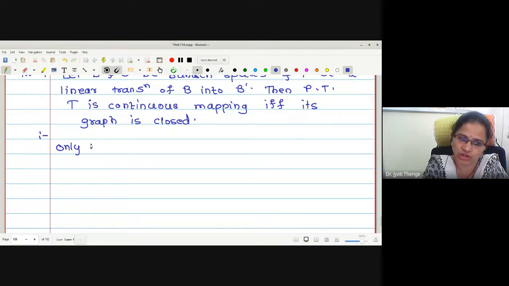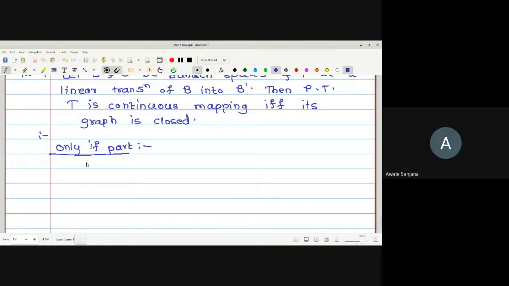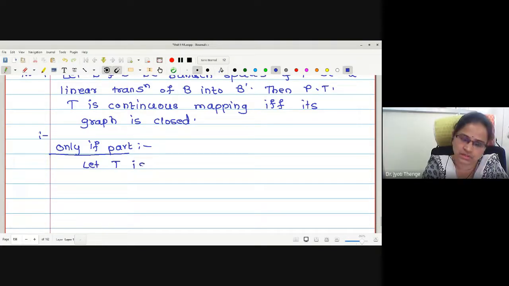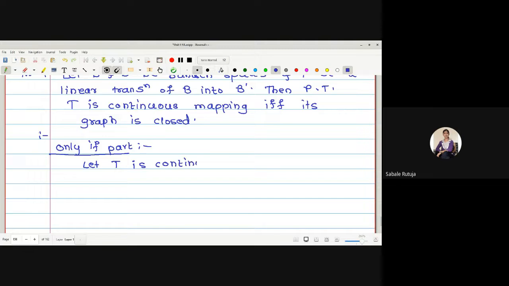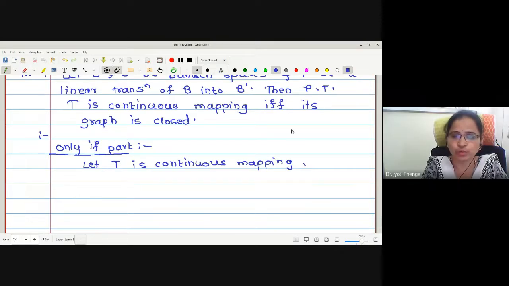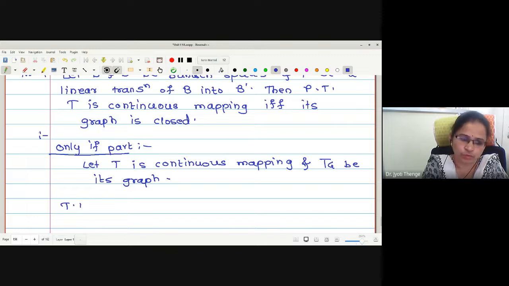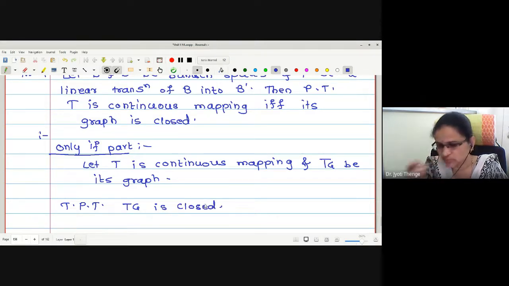What should be my assumption in only if part? T is continuous mapping, to prove that its graph is closed. Let T be continuous mapping and TG be its graph. Therefore, we wanted to prove that this TG is closed.